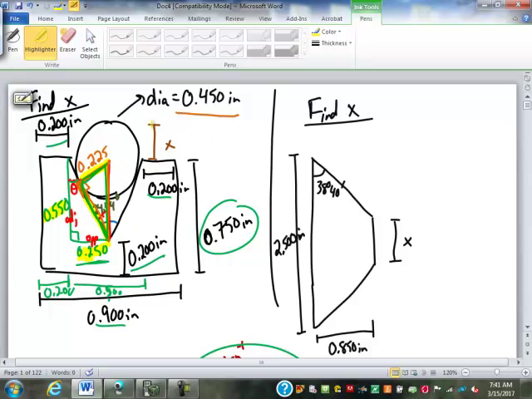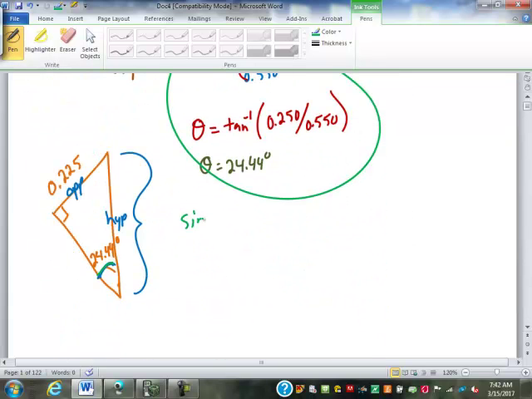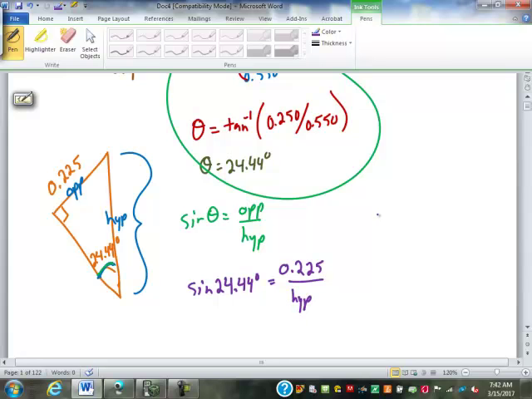Because what we're looking for is this distance that this is above. So we have to have this distance, which we're given. We're finding this distance, and then this is just a radius. So now, sine of an angle is opposite over hypotenuse. We have the 24.44 degrees. The opposite side is 0.225. The hypotenuse is what we're looking for.